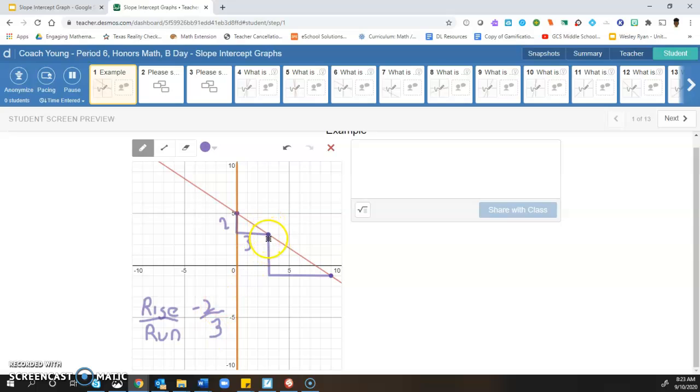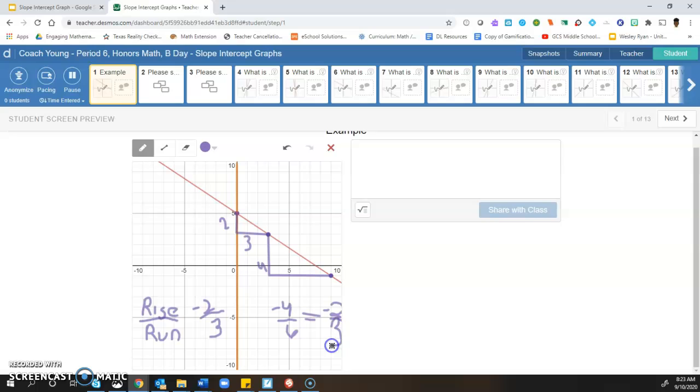So -2/3. And then here you can see I go down 1, 2, 3, 4. So -2/3 is in its simplest form. But you also have -4 over 1, 2, 3, 4, 5, 6, so -4 over 6, which still simplifies to -2/3.